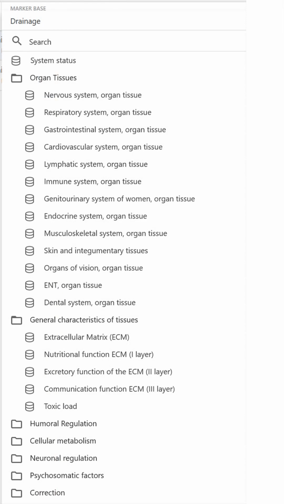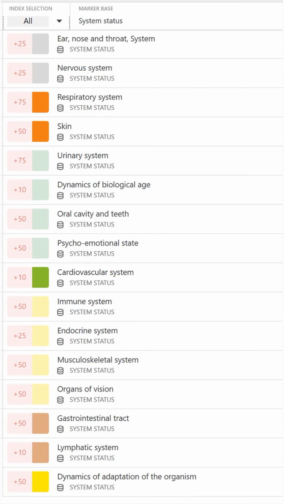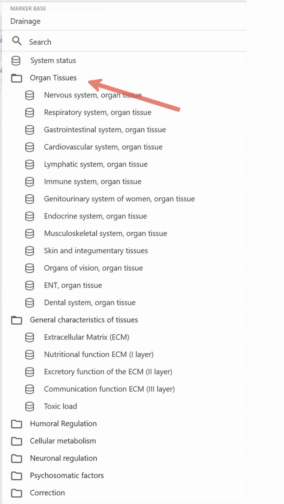The first in the list of marker bases is the System Indicators database. This database allows us to evaluate the dynamics of homeostasis of the main functional systems, such as the immune system, endocrine system, nervous, cardiovascular, gastrointestinal tract, respiratory, genitourinary, and other body systems, and also allows us to evaluate some systemic integrative indicators. The second position in this list is the folder Organ Tissues.